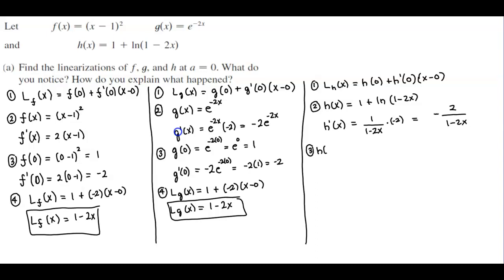So now we want to find h of 0. That's going to equal 1 plus the natural log of (1 minus 2 times 0), which equals 1 plus the natural log of 1. 1 plus 0 is going to equal 1. So h of 0 is going to equal 1. And then h prime of 0 is going to equal negative 2 over (1 minus 2 times 0), which is negative 2 over 1, which is equal to negative 2.